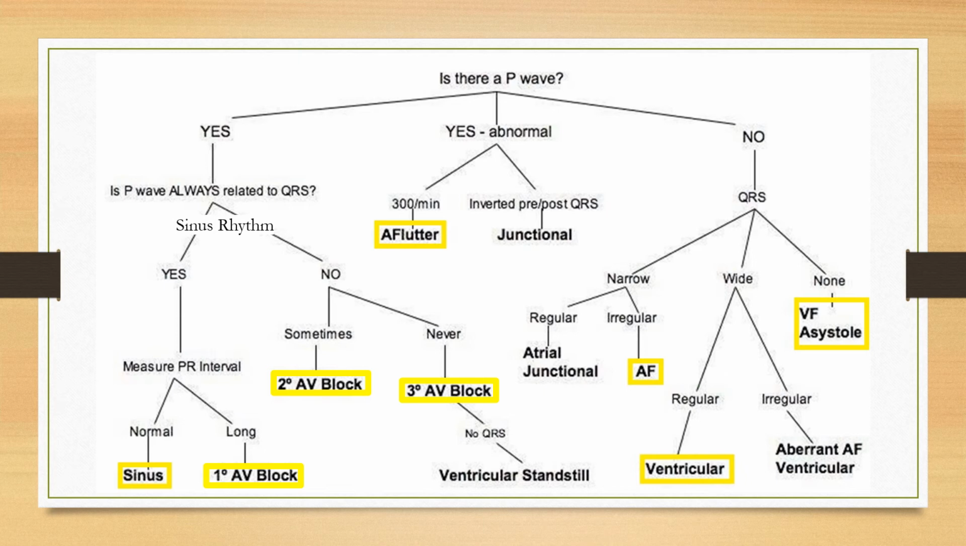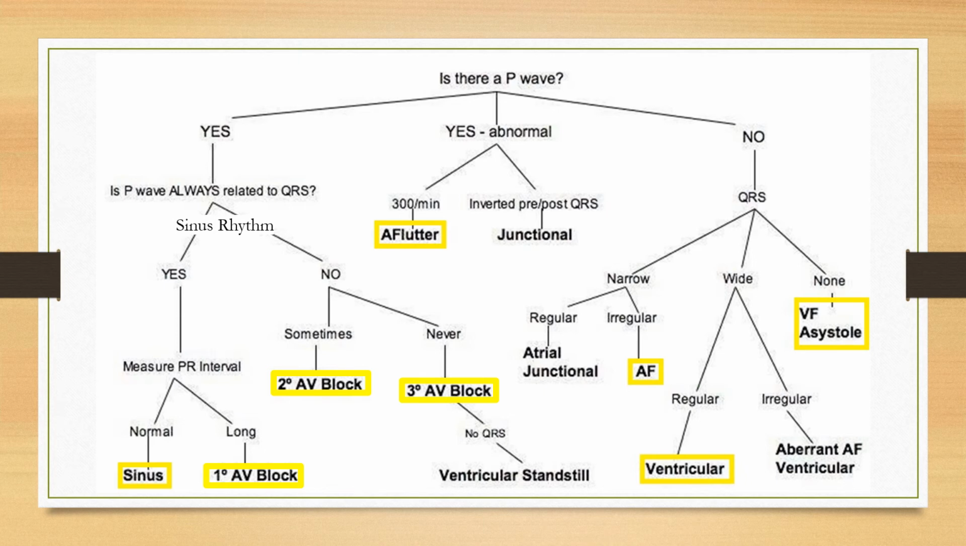P wave, prolonged PR interval, but still a QRS. P wave, prolonged PR interval, still a QRS. That's still sinus rhythm, but with a first degree block, right? So always ask yourself, is there a P wave associated with the QRSs? That's the first question you need to ask yourself with rhythms.